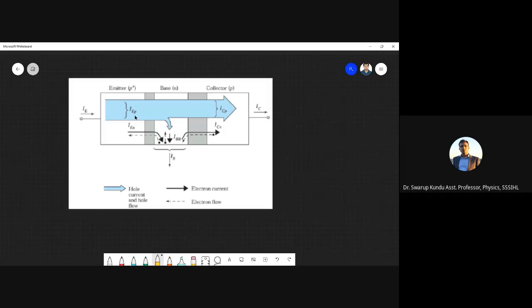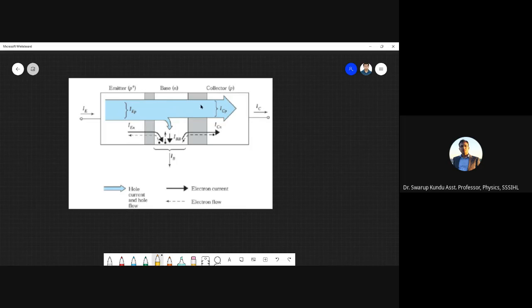When you forward bias the emitter-base junction, the holes in the emitter region will be injected into the base region, right? And in the base region, the holes will diffuse through and enter into the collector region. And to enhance this diffusion process, we make the base region very thin. It is less than the hole diffusion length.